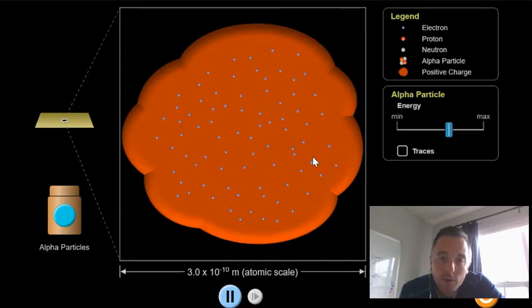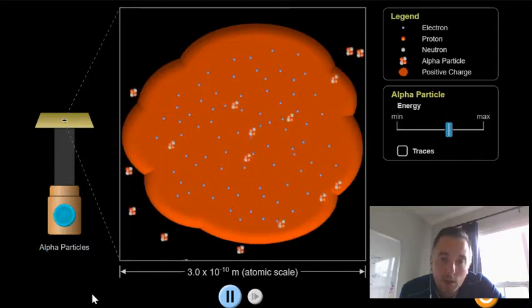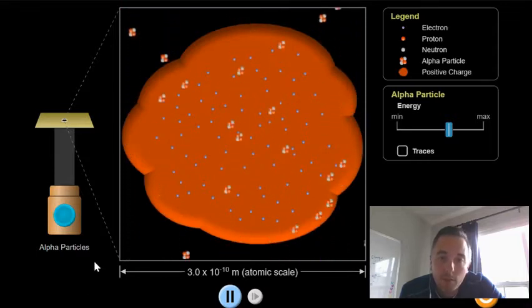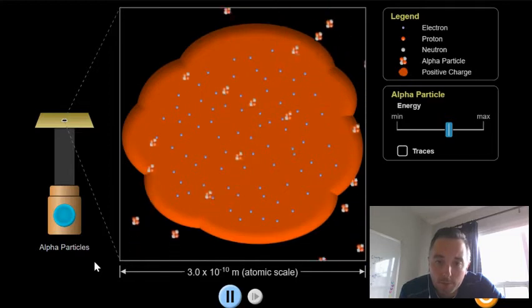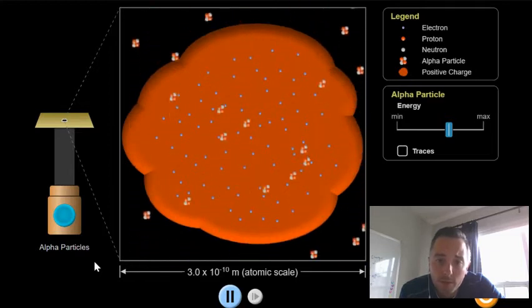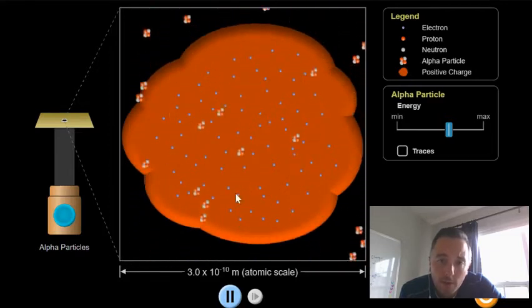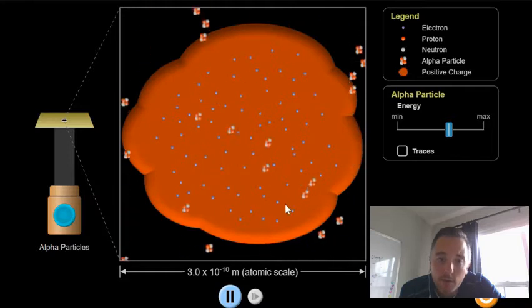So then Rutherford expands upon this and he says, here's what should happen if I shoot positive particles through. These positive particles, these alpha particles, should just fly straight through the plum pudding. If plum pudding is correct, then these things are going too fast. They're going to just go straight through to the other side.